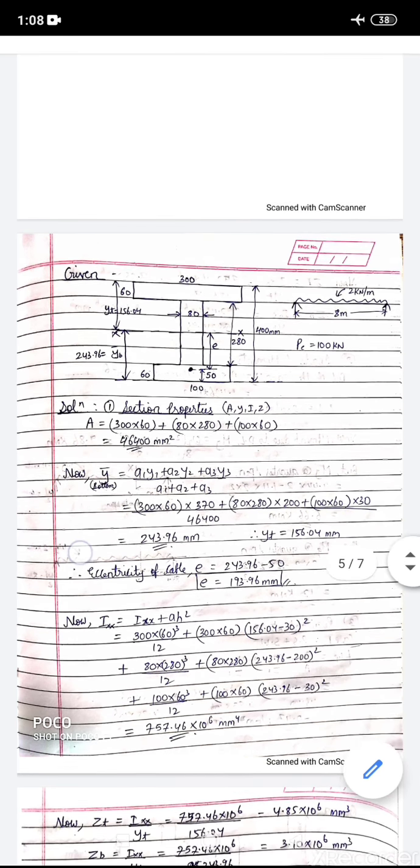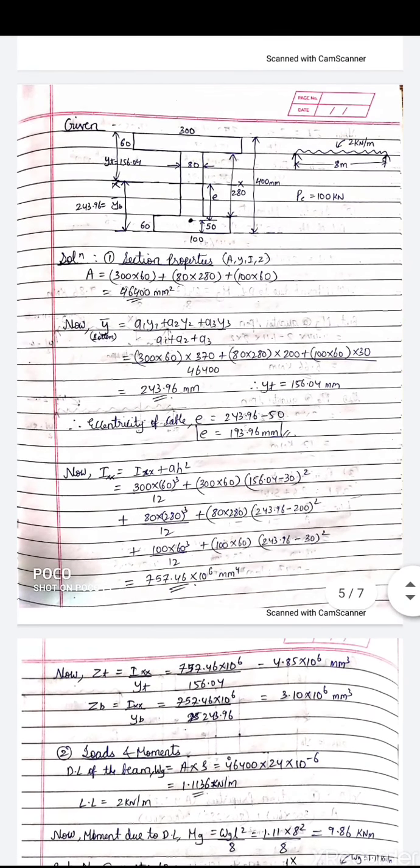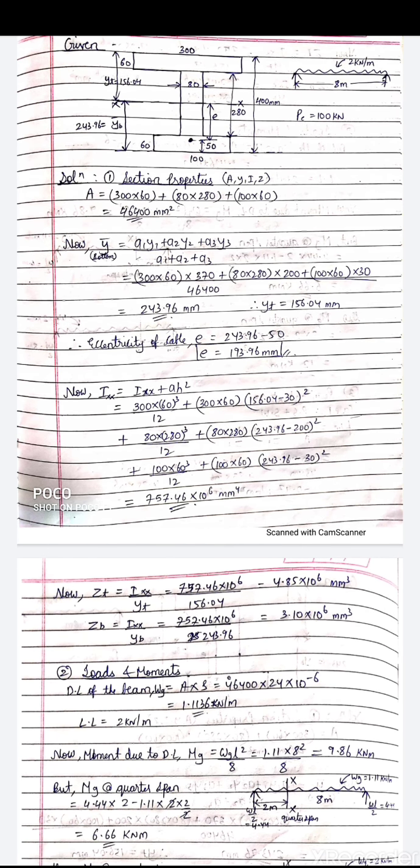Now we will find out the section modulus Z. Since you have different yb and yt, you will have Zt and Zb. Zt is given by Ixx upon yt and Zb is given by Ixx upon yb. So we got the values of Zt and Zb.